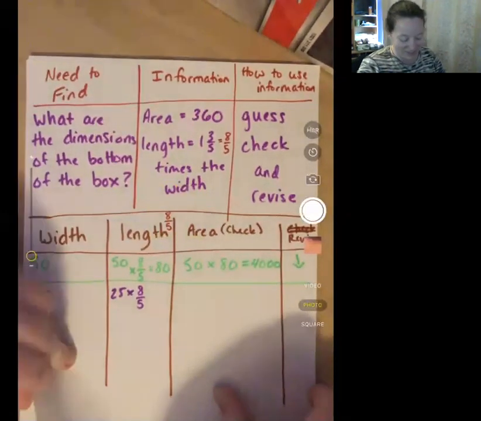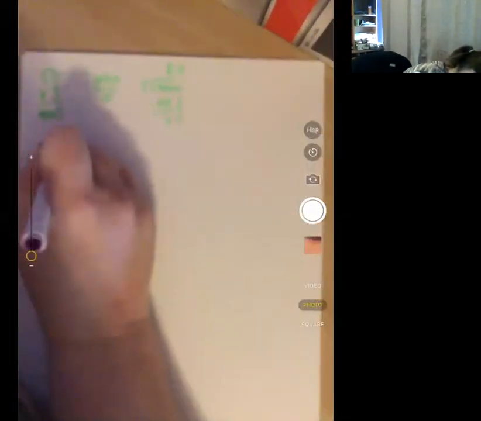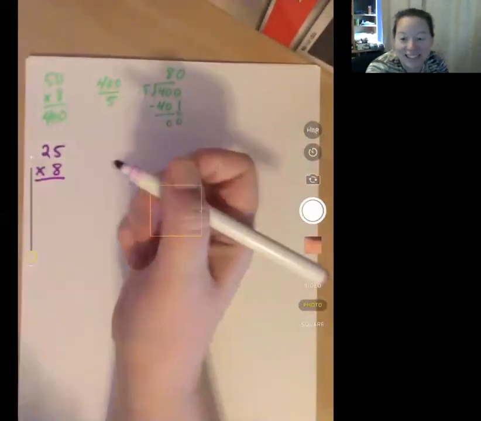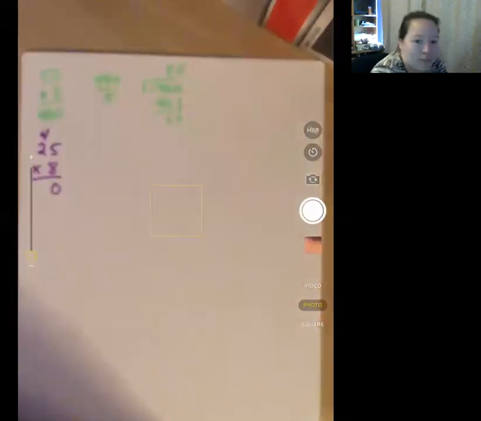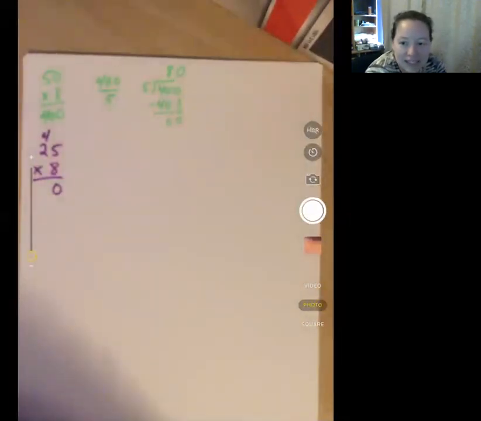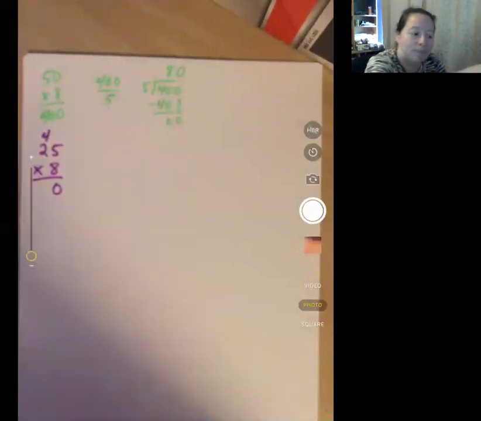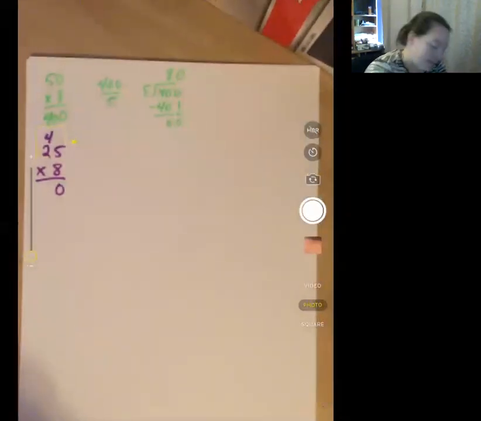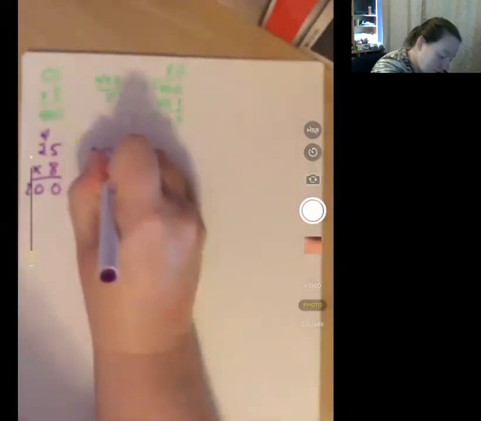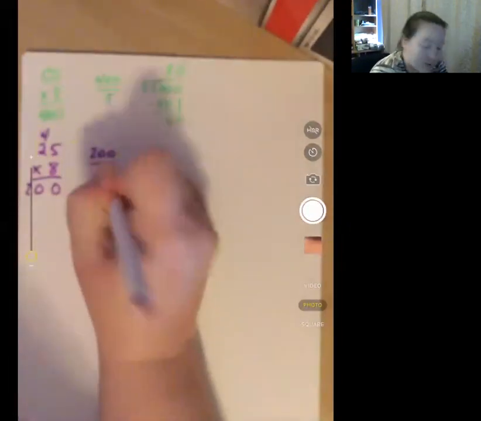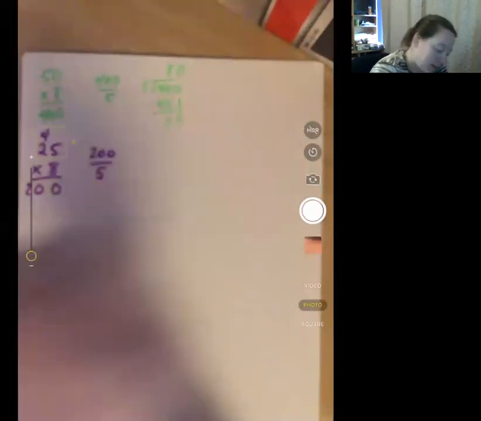Let's go on to our other side. So we start with 25 times 8. 5 times 8 is 40. Carry the 4 up there. 2 times 8 is 16, plus the 4, 20. So now I have 200 over 5. So I have half the amount that I had before.